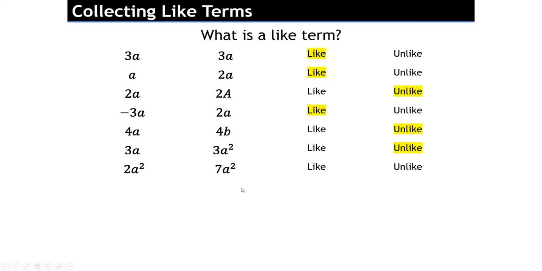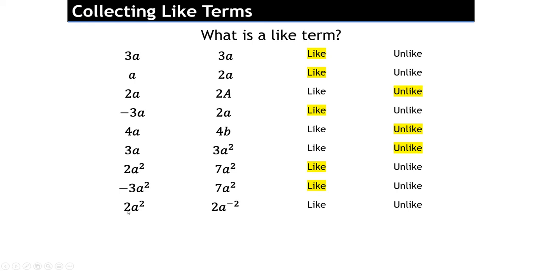Next one, we've got 2a squared and 7a squared. So these are like terms. The reason for it is because the a squared is exactly the same on both sides, even though the digits are different. Next one, we've got minus 3a squared and 7a squared. Very similar to the first one. Our a squared is the same on both sides, even though the integers aren't. Remember, the integers aren't important. They won't determine whether they are like terms or not like terms.